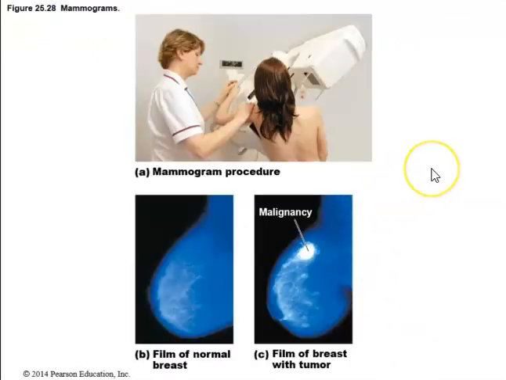And here we see a mammogram. Basically, they flatten your breast and take images, an x-ray image of the breast tissue. It's definitely one of the more uncomfortable imaging techniques, but here we can see a film of normal breasts, and then here we can actually see a mammogram with a malignancy in this picture.